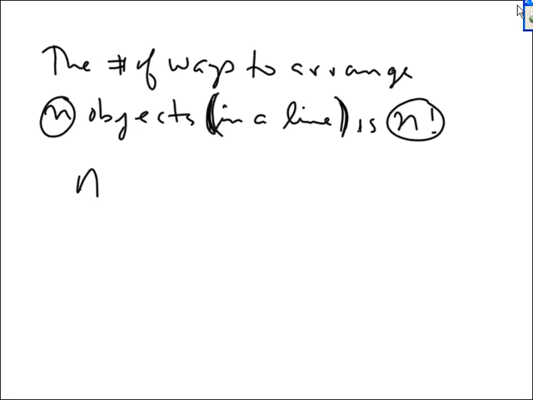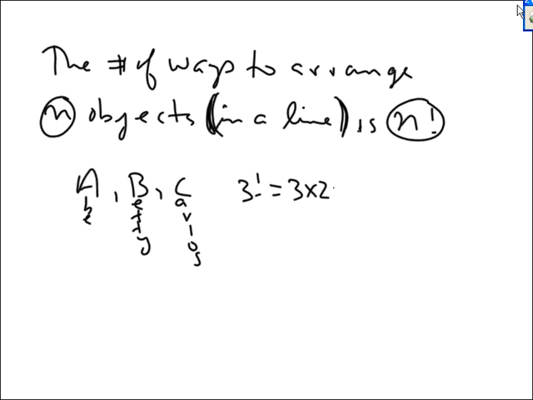The 3 objects were A, B, and C. 3 people, Abe, Betty, and Carlos. How many different ways can you arrange Abe, Betty, and Carlos in a line? Well, if n is 3, I'm claiming it's going to be 3 factorial, which is 3 times 2 times 1, 6 ways. And here they are.